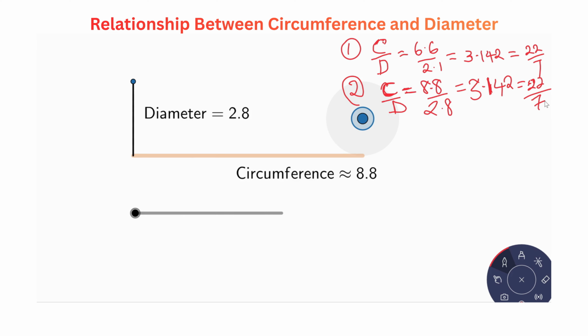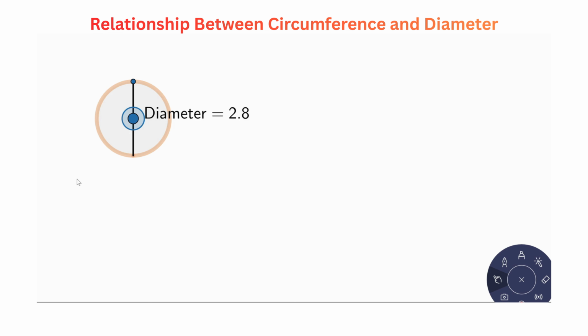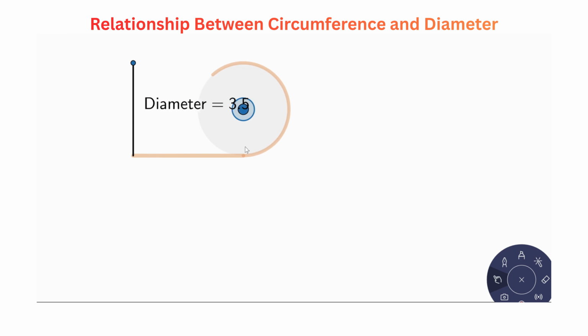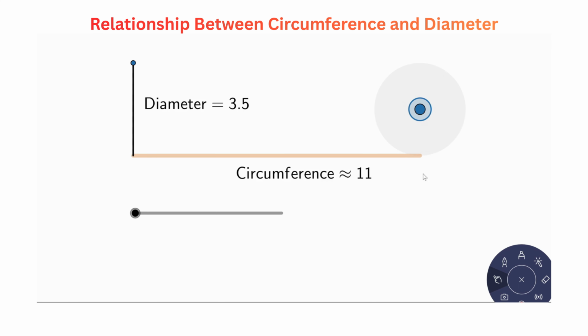Let's try the last one to see if the same relationship will hold. Now for the last one, let's have another diameter. Let me use 3.5. 3.5 is also one of the popular diameters. Now for 3.5, let's repeat the same simulation. Let's find the length of the strip of paper by unwrapping it from the circle. The length of the strip of paper will be the same as the circumference.